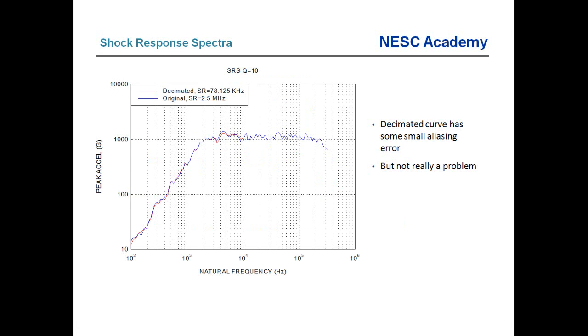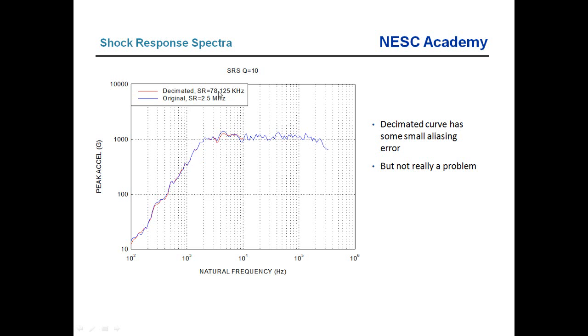Now let's take an SRS of both of those curves. So the title of this is SRS, Q is equal to 10. We've got peak acceleration in G versus natural frequency in hertz. And the original data, the so-called true data, was sampled at 2.5 megahertz. Okay, the blue curve is that SRS. And then the red curve is the decimated curve.